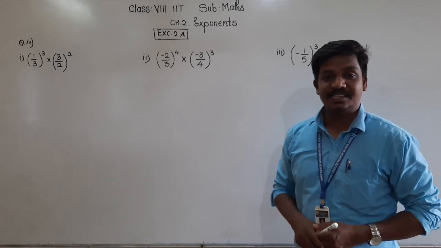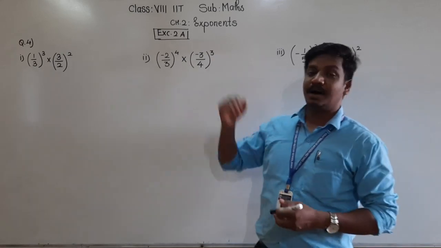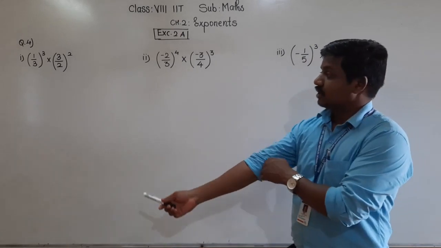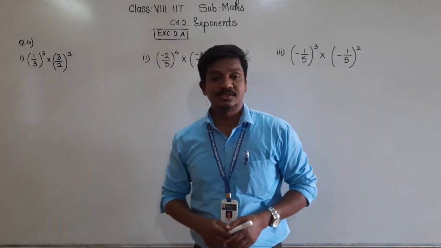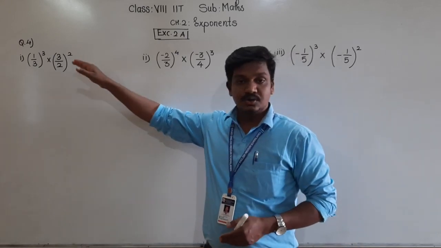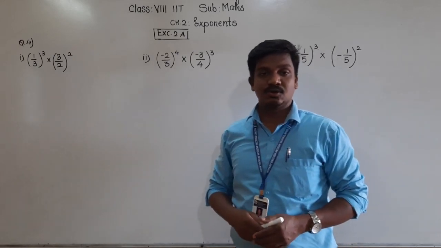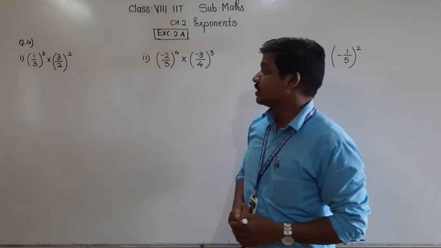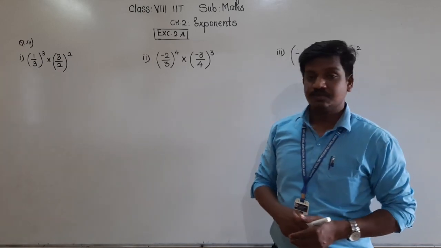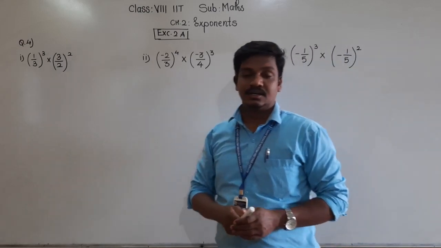Let's start today's maths period with the remaining part of exercise 2.2a. In yesterday's lecture, we have seen the first 3 questions of this exercise. Today, we are going to solve the remaining questions, that is from question number 4 onwards. See, question number 4 is: find the value of the given examples.